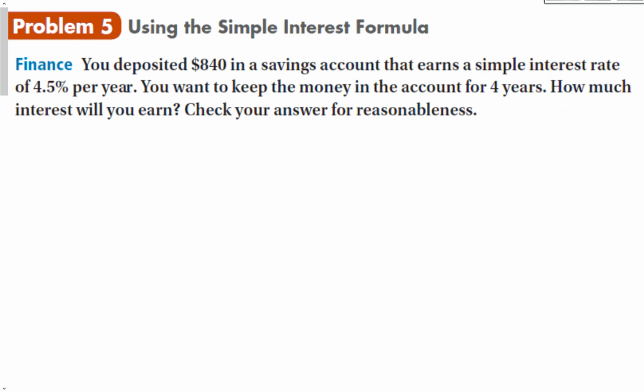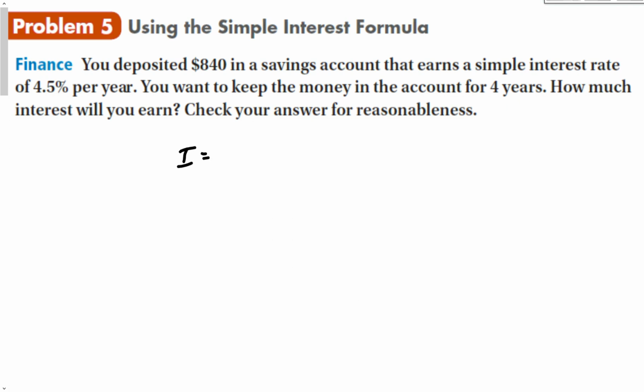So you deposited $840 in a savings account that earned simple interest rate of 4.5% a year. You want to keep the money in the account for 4 years. How much interest will you earn? Is your answer reasonable? Well, let's check it out.